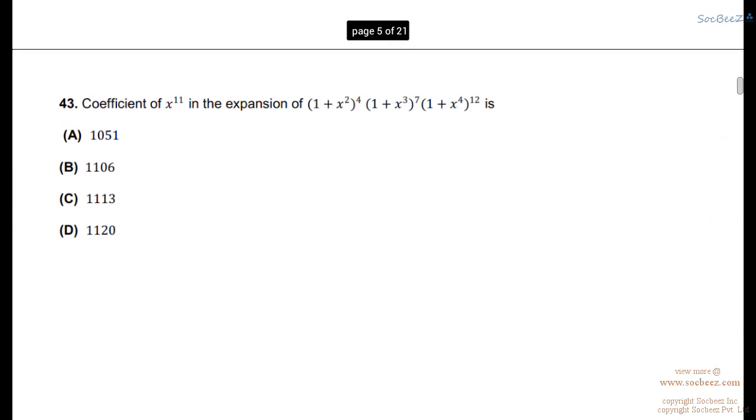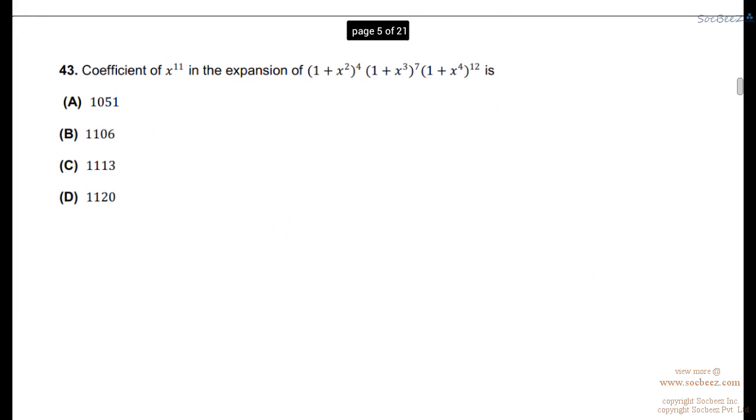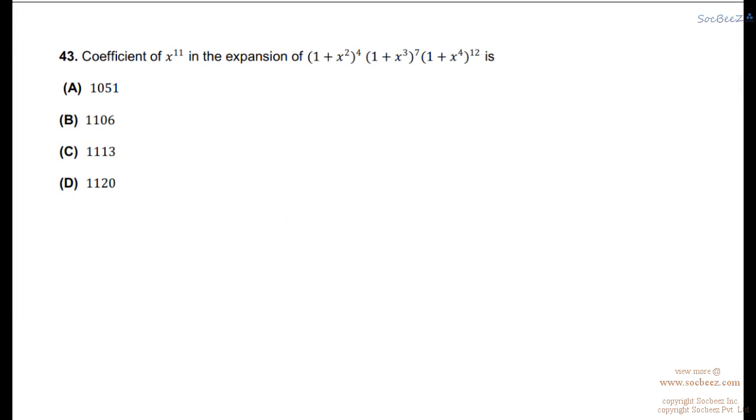Okay, so now let's move to another question. The question says: coefficient of x raised to the power 11 in the expansion of (1 plus x square) raised to the power 4 into (1 plus x cubed) raised to the power 7 into (1 plus x raised to the power 4) raised to the power 12 is. Okay, so there can be 4 ways to achieve the coefficient of x raised to the power 11.